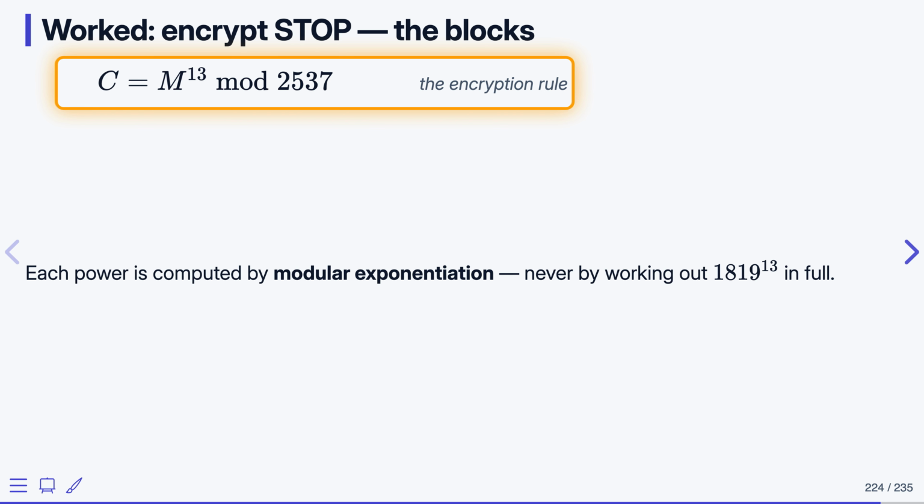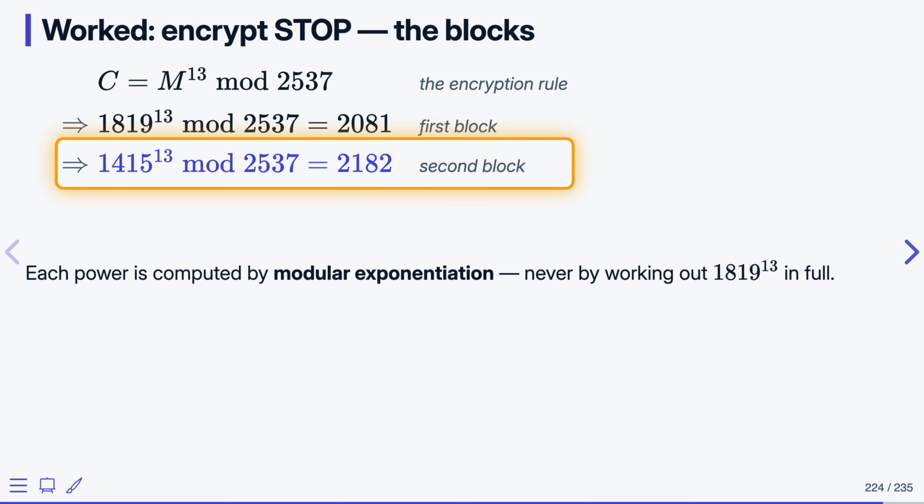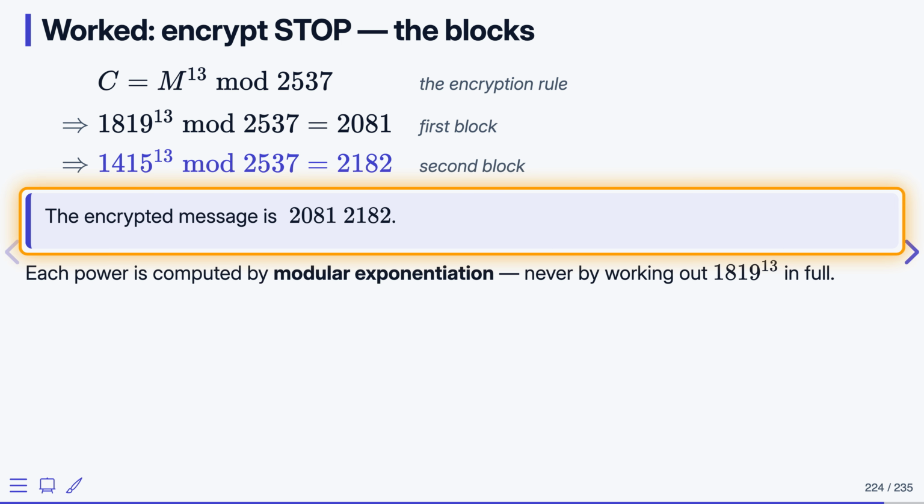Now lock each block. The rule is C equals m to the 13th, mod 2537. Step 1. Take the first block 1819. Raise it to the 13th power mod the modulus. The answer is 2081. Step 2. Take the second block 1415. The answer is 2182. So the locked message is 2081, 2182.